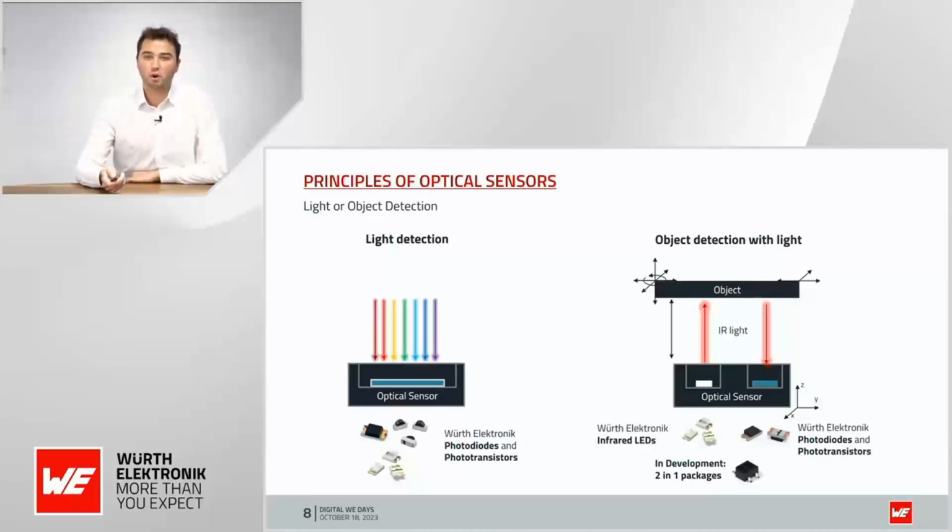And of course, you can already do this with existing Würth Elektronik components like infrared LEDs as emitters, and photodiodes or phototransistors as detectors. So the future development will definitely go into the direction of putting emitters and detectors into one package and make this more readily available or easier to use for customers. So this is the future. In the future, there will be a group called optical sensors in our portfolio as well.